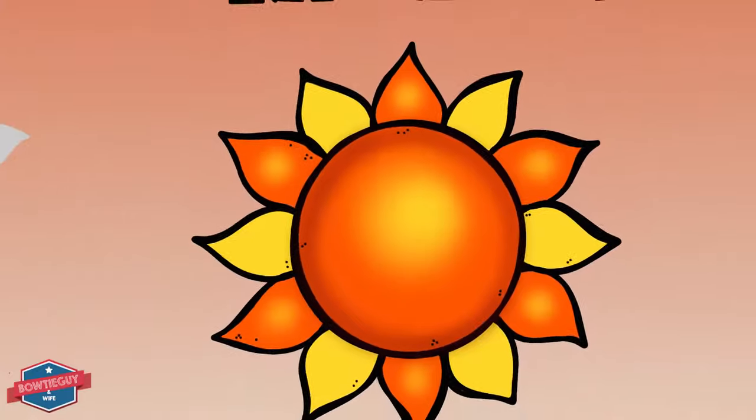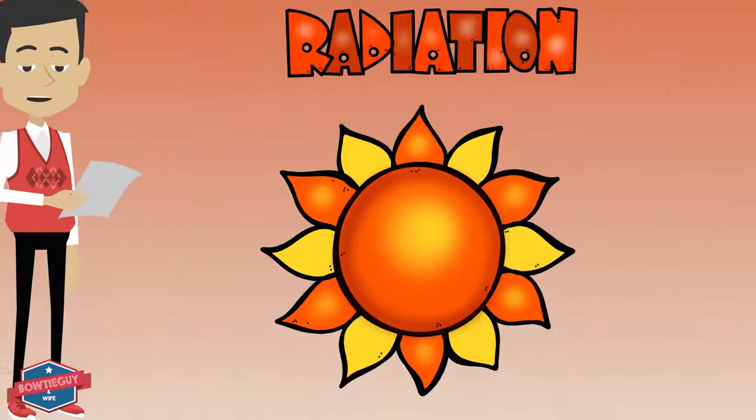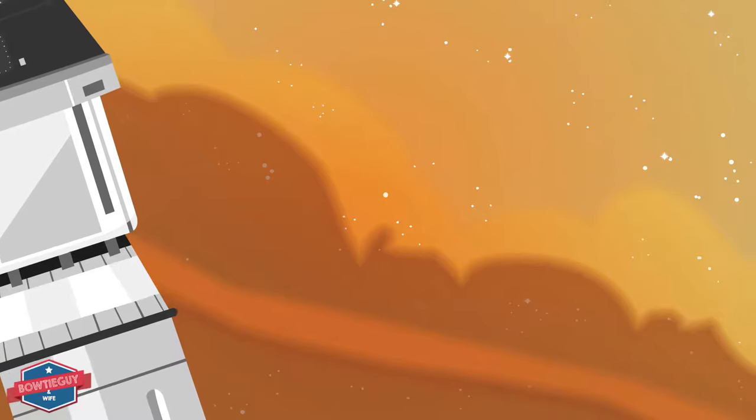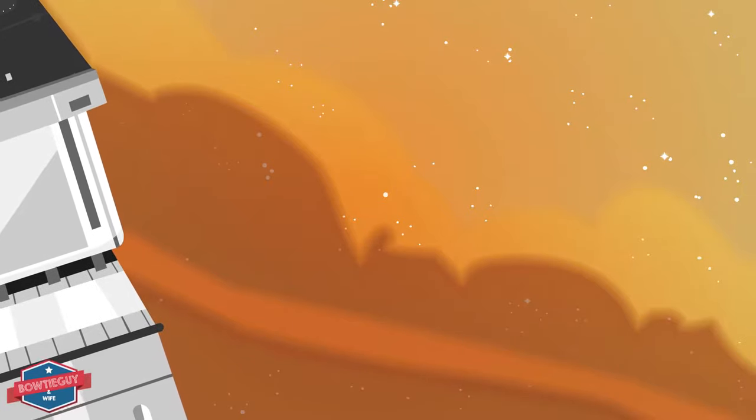Radiation is the movement of energy through a vacuum. Let's think about the sun. The sun is a long distance from Earth, approximately 150 million kilometers. Yet the sun heats Earth. How does the sun's energy travel the long distance from its surface to Earth? Well, the energy must travel through a vacuum, and that vacuum is space.